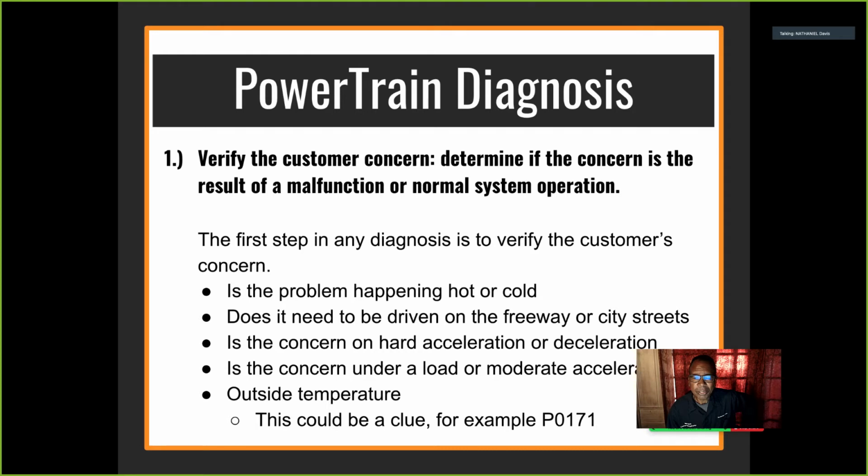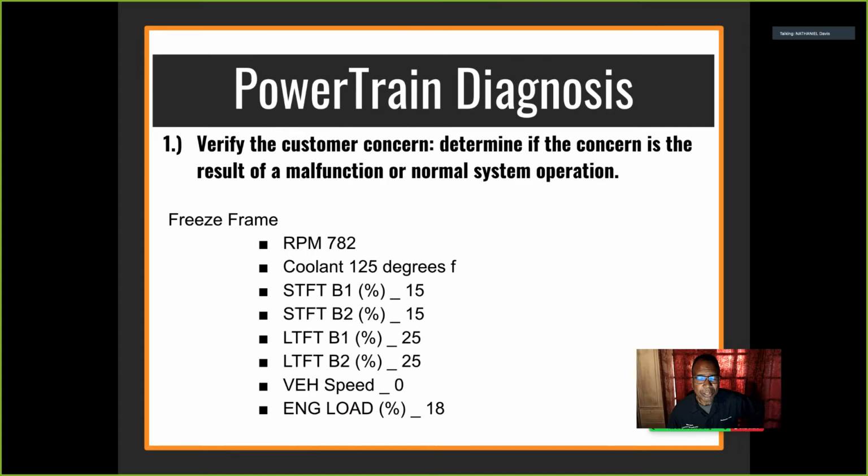Does it need to be driven on the freeway or city streets for it to happen? Because obviously that's relating to speed and load. Is the concern hard acceleration or deceleration? Is the concern under load or mild acceleration? Outside temperature. Here's an example. You got a code P0171. Tell me what you see on this when you look at it.